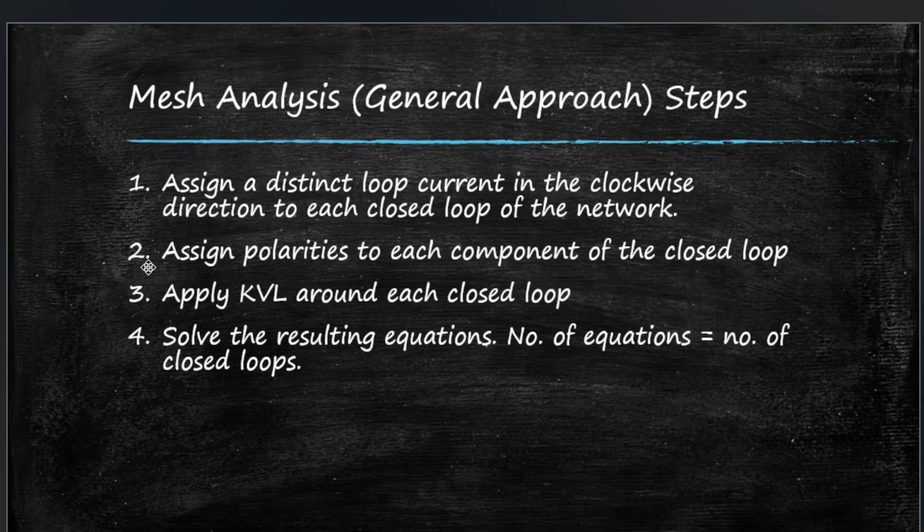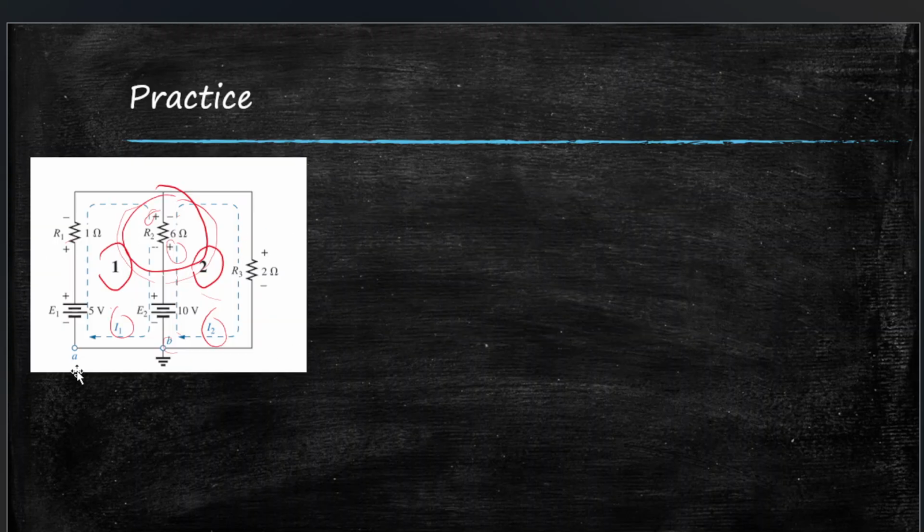And step 3 is to apply KVL, Kirchhoff's voltage law, to each closed loop. And step 4 is to solve the equations that we will get after applying KVL to each loop. Each loop will give us one equation, so the number of equations is equal to the number of loops. Now let's start solving this question to clarify all the steps.